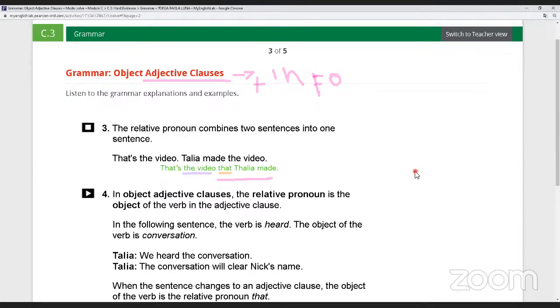The relative pronoun combines two sentences into one sentence. That's the video. Talia made the video. That's the video that Talia made.